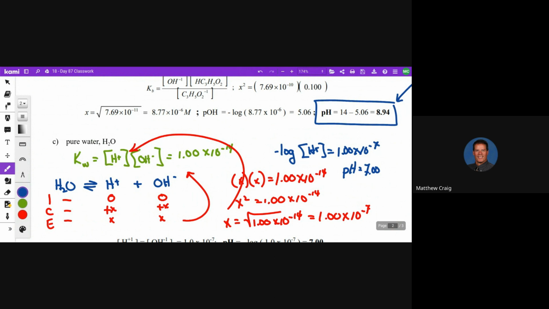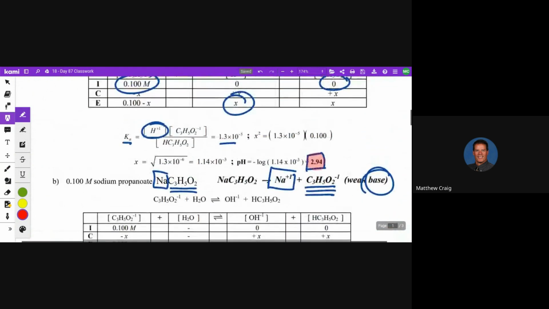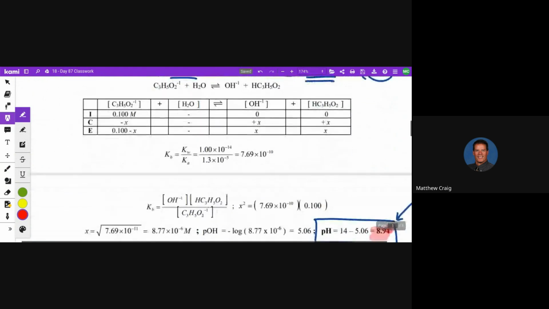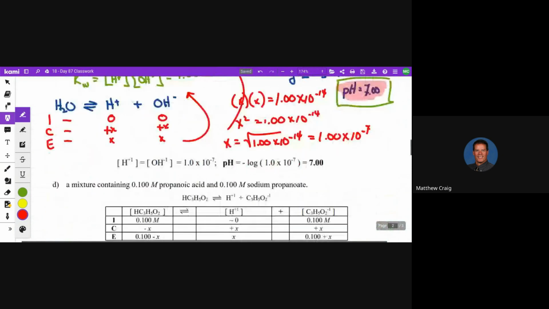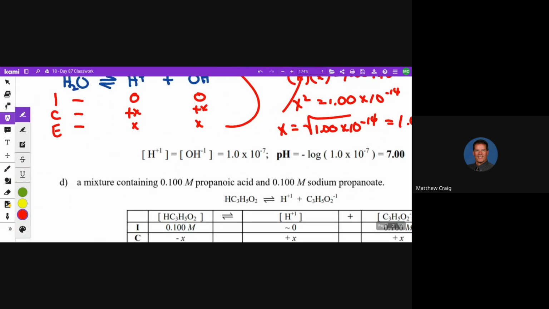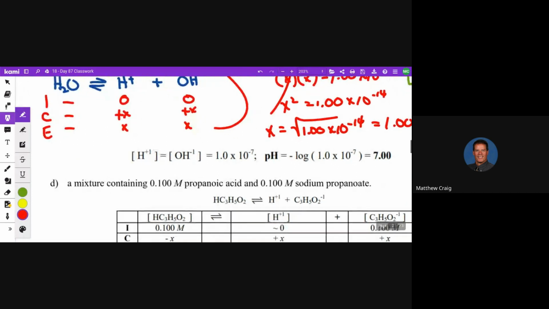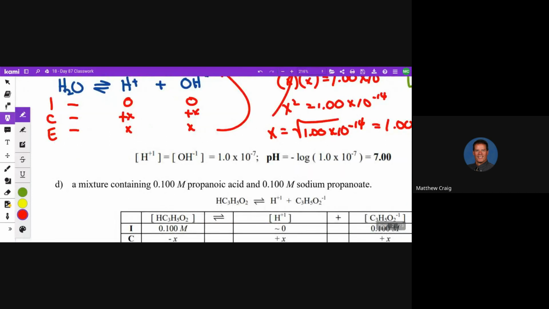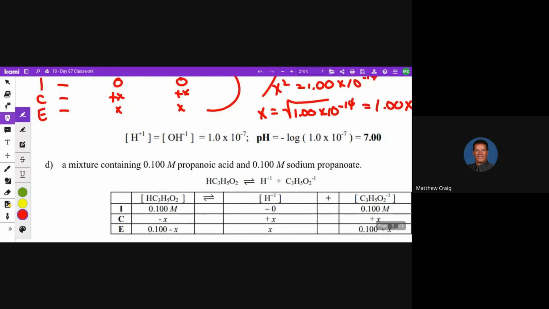So we have 3 pHs listed. We've got one that's neutral, that is our water here, which has a pH of 7. We have our base, which has a pH of 8.94, and we have our acid, which has a pH of 2.94. So now we're going to find out what is the pH of something that has propanoic acid and sodium propionate. So we're going to take both of those and plug them in.